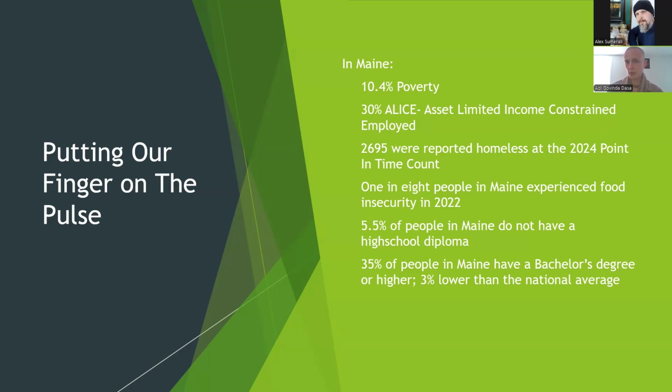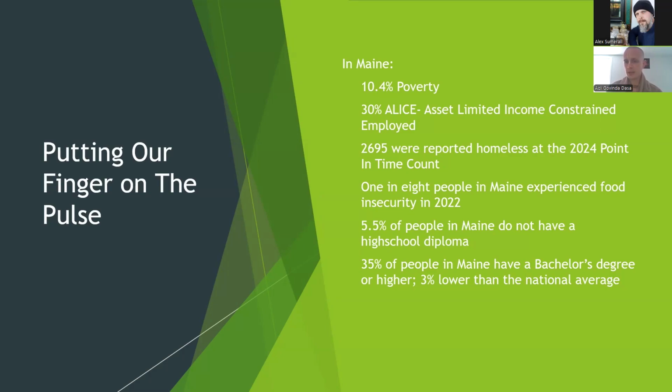2,695 people were reported homeless in 2024, point in time count here in Maine. This point in time count is notoriously inaccurate. This number is expected to be 3 or 5 times more, for some logistical reasons that this number is always underreported. But there are at least 2,695 people who were found to be homeless on the day they decided to take the point in time count.